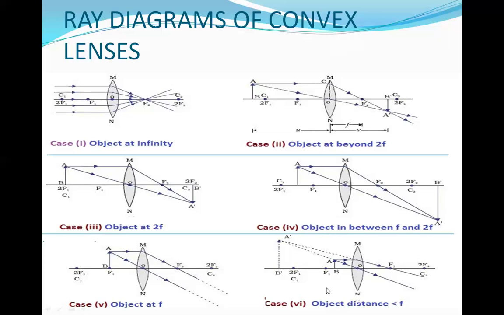Last one, when the object is placed between the center of the lens and the focal point, then the image will form on the same side of the lens. When we draw two rays, one passing through the center of the lens and the other parallel to the principal axis, then a virtual image is formed. So these are the six cases we have discussed.